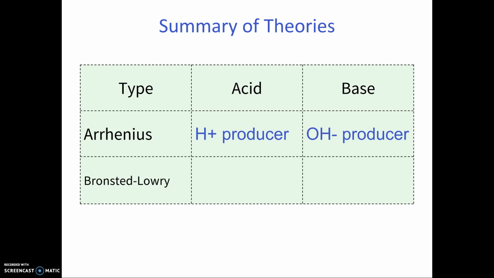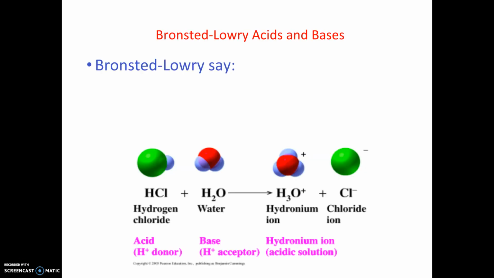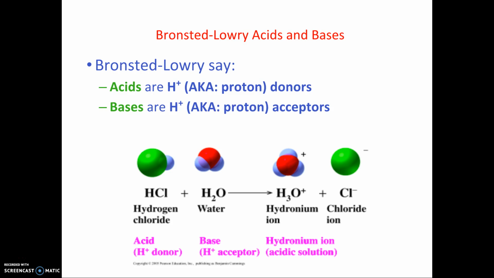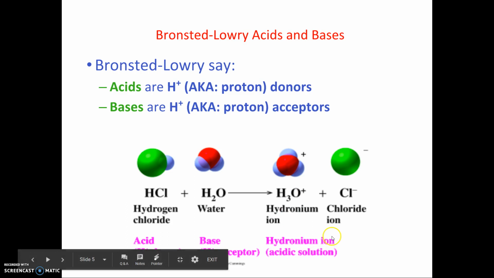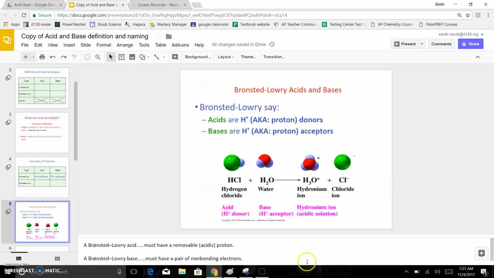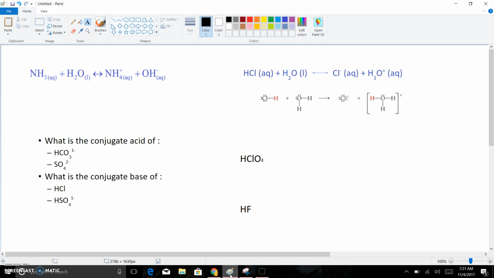Now Bronsted-Lowry is very similar, but just a teeny bit different when we go to the bases. Bronsted-Lowry would say that acids are still an H+ or proton donor. Same thing. Before, we said Arrhenius was a proton producer. Proton donor, same thing. Bases, though, are when you accept a proton. So when you look at this one here, you can see that the HCl is definitely the acid. It gives its hydrogen to the water, the base. Let me show that to you in here.